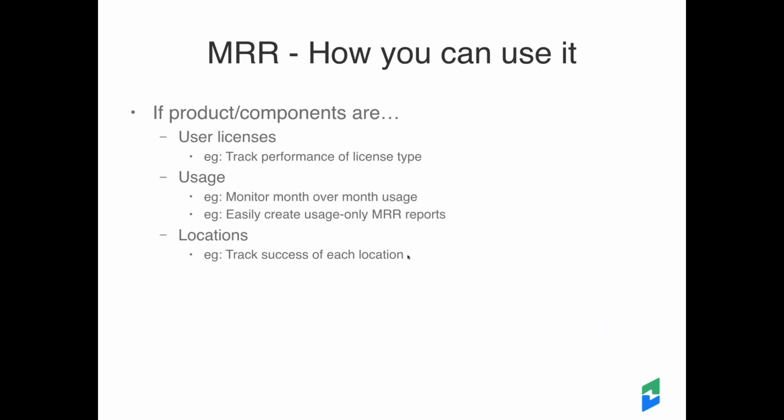Now let's take a look at some examples of how you can use MRR to make some real-world decisions for your business. If your products and components are, for example, user licenses, this would allow you to track the performance based on the license type. If your components are usage, so if you're using metered components, this will allow you to monitor month-over-month usage and also easily create usage-only MRR reports. If your product or components are locations, so for example, if you have physical locations spread across the country, this would allow you to track the success of each individual location.